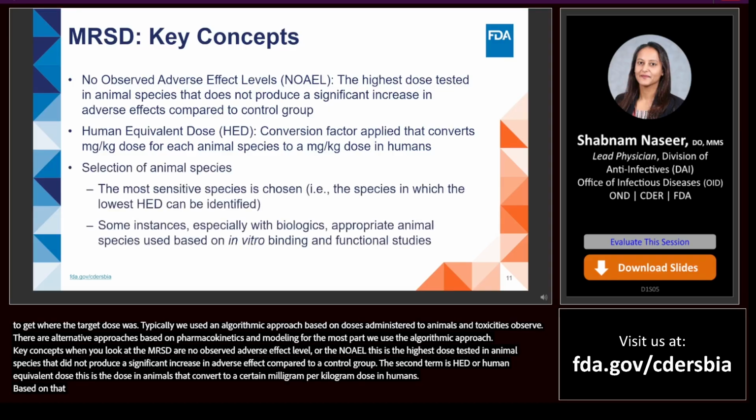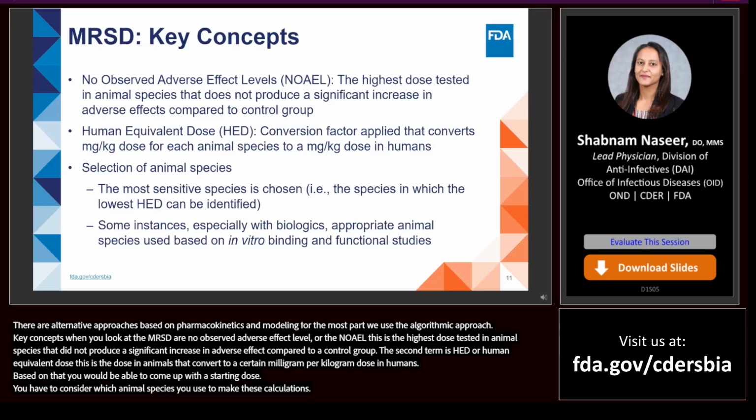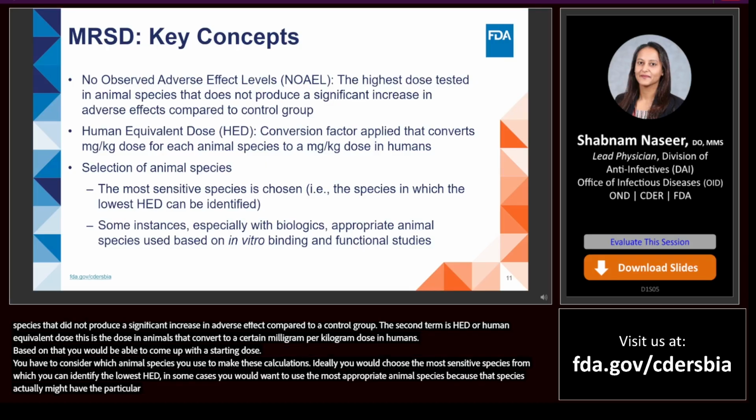Then you also have to consider which animal species you use to make these calculations. Ideally, you would choose the most sensitive species, and that's the species from which you can identify the lowest HED. In some cases, however, you would want to use the most appropriate animal species because that species actually might have the particular target of interest, and this is especially seen with biologics.